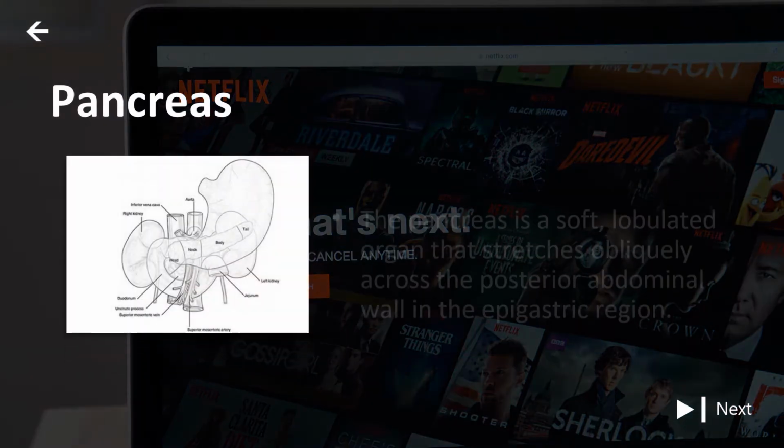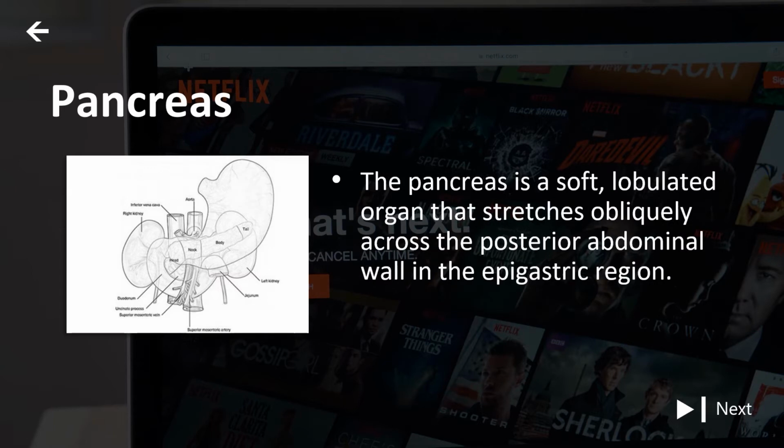Pancreas. The pancreas is a soft, lobulated organ that stretches obliquely across the posterior abdominal wall in the epigastric region. It is an elongated structure that lies in the epigastrium and the left upper quadrant. It is soft and lobulated and situated on the posterior abdominal wall behind the peritoneum. It crosses the transpyloric plane. The pancreas is divided into a head, neck, body, and tail.